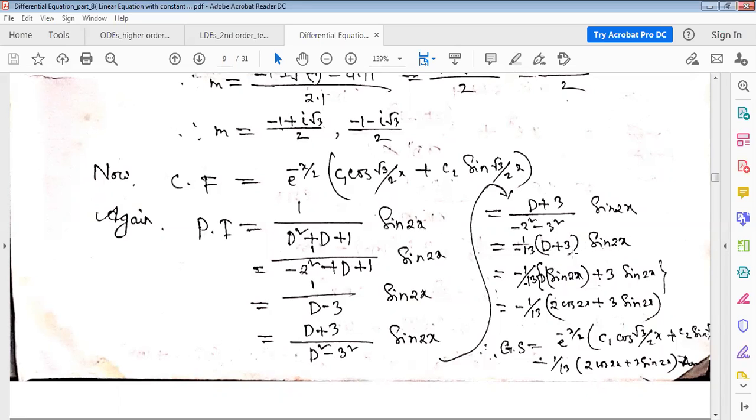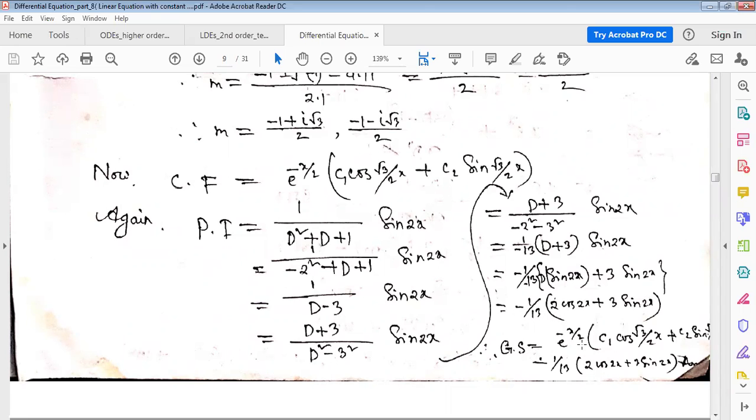D square equal to minus a square, right, with D plus 3. So we get minus 1 by 13. D means what actually? D means differentiation of sine twice x, plus 3 into sine twice x. Okay, so differentiation of sine twice x will be cos twice x, multiplying with the coefficient of x. Coefficient of x is 2. So 2 cos twice x plus 3 sine twice x. And this is the particular integral.